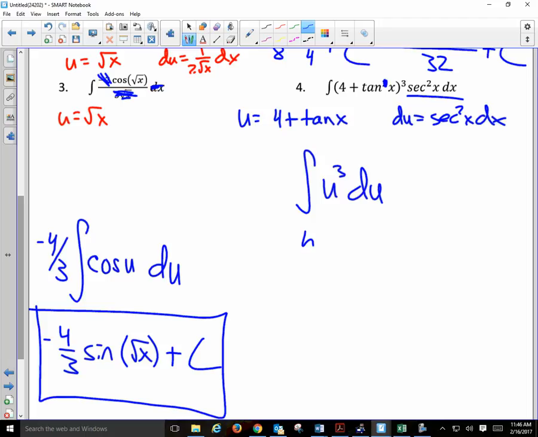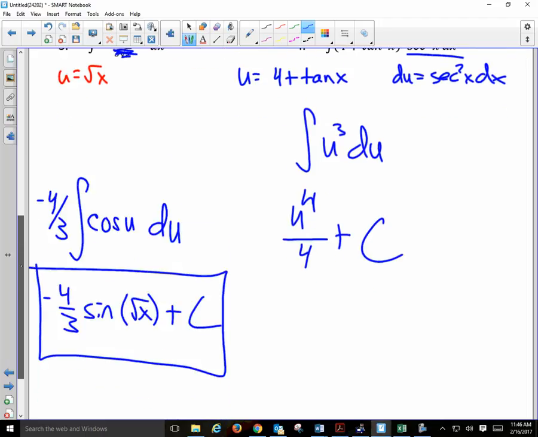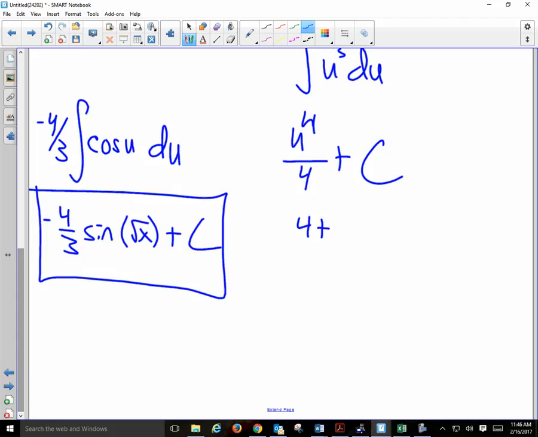Antiderivative is u to the fourth over 4 plus a constant. So tangent of x, all to the fourth power over 4 plus that constant. So you see the power of substitution, right?